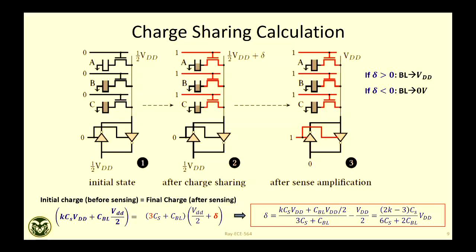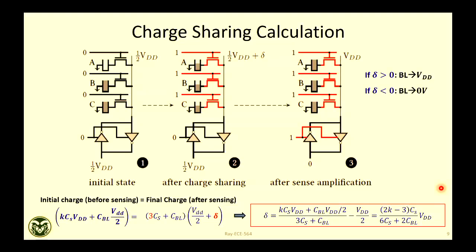So if K equal to 0, right? You can see this term goes away, then you will get, no, it is not 1/6 actually, still, 3 divided by 6 plus 2BL. Yeah, it's not exact, but this is an exact expression. So you can plug it in and see what value you will get after charge sharing.